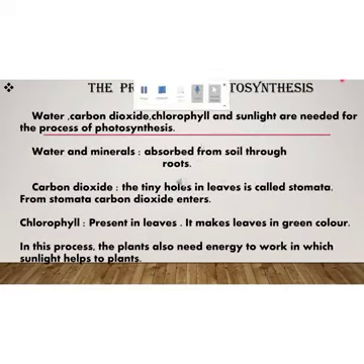Now the process of photosynthesis. Water, carbon dioxide, chlorophyll and sunlight are needed for the process of photosynthesis. Which things are needed for photosynthesis? First is water, second is carbon dioxide, third is chlorophyll and sunlight. Now we will see the role of water, carbon dioxide, chlorophyll and sunlight in the process of photosynthesis. First, water and minerals are absorbed from the soil through roots.